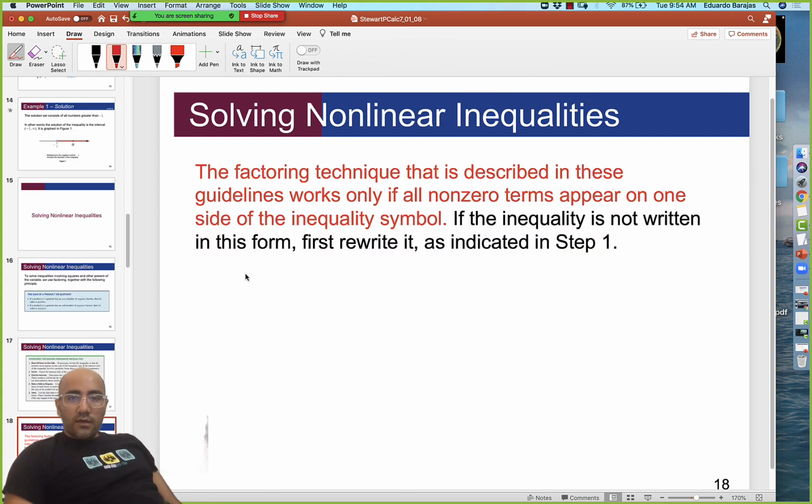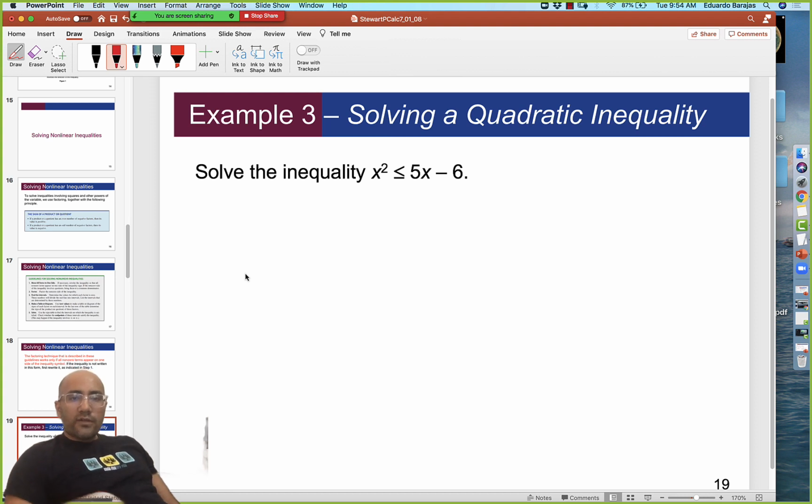Okay, so the factoring technique that is described in these guidelines works only if non-zero. Okay, so for example, let's say we wanted to solve this, right? Already I can tell that this is not going to be a linear equation because there's a 2 there, and that's going to give me a quadratic of some kind. Okay, so let's move this way. So let's set up everything so that it is 0 on one side.